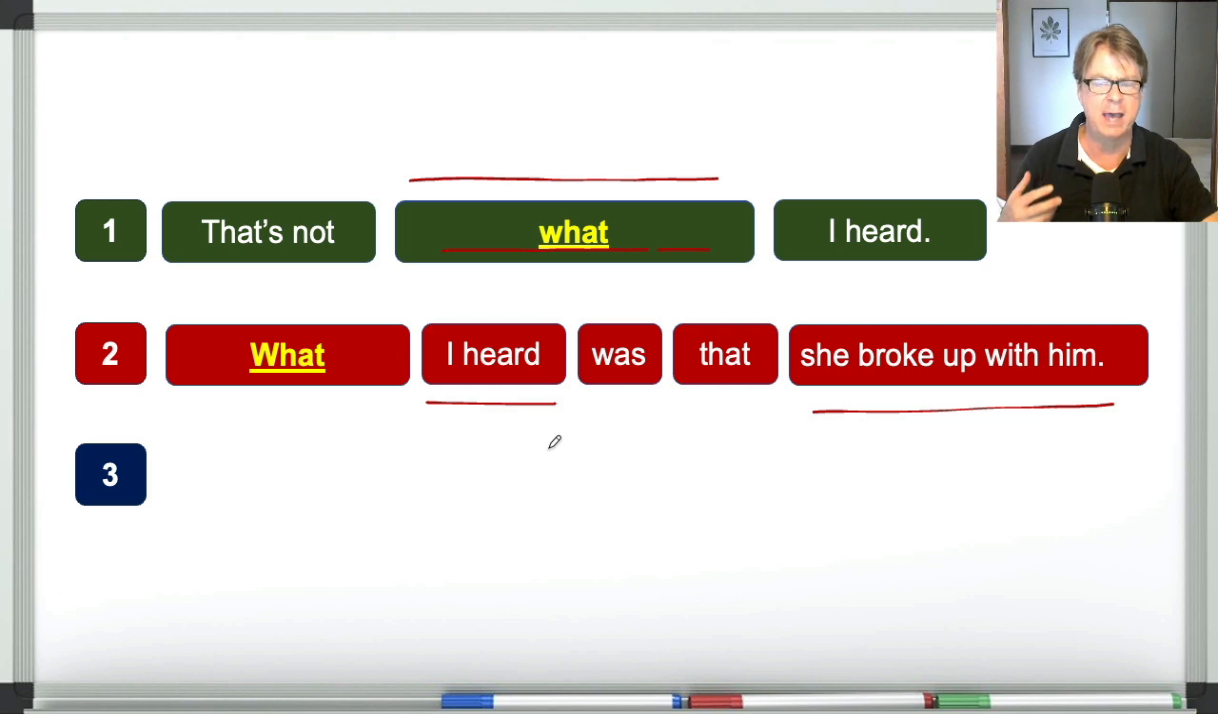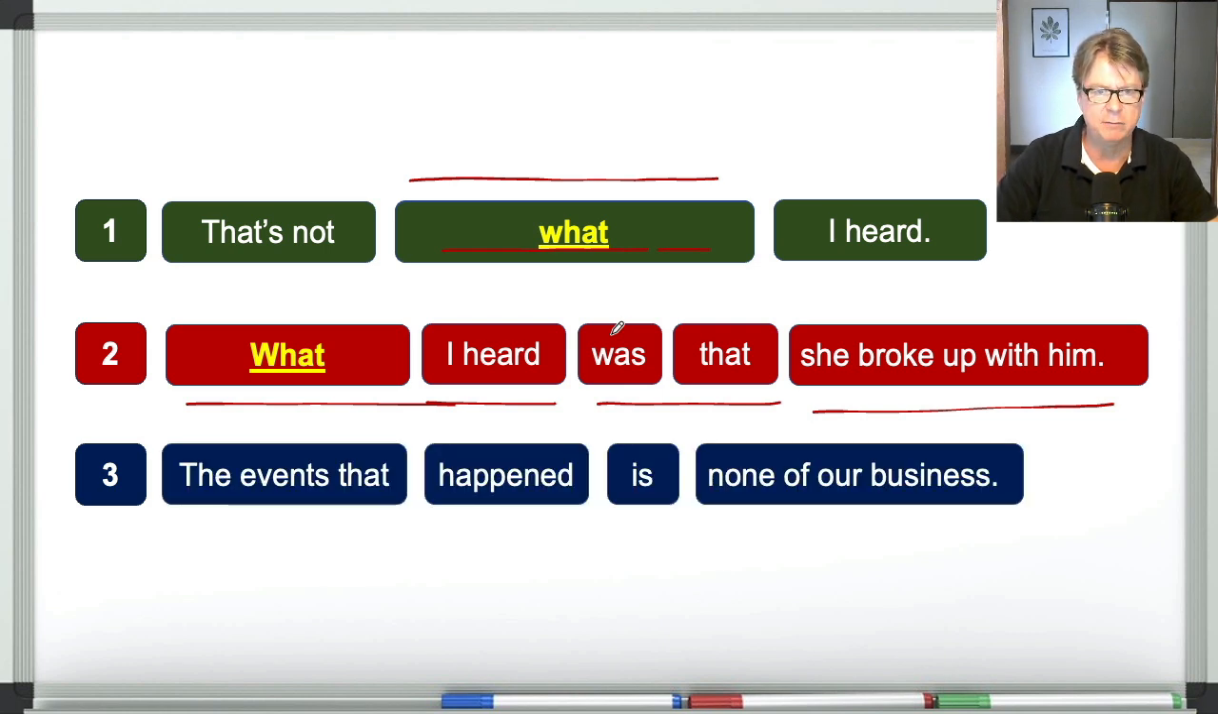So this is a way to have added emphasis when you talk about something, using a noun clause in this way. Again, you could say it both ways. The simple way, I heard she broke up with him, or what I heard was that she broke up with him. Both are okay.